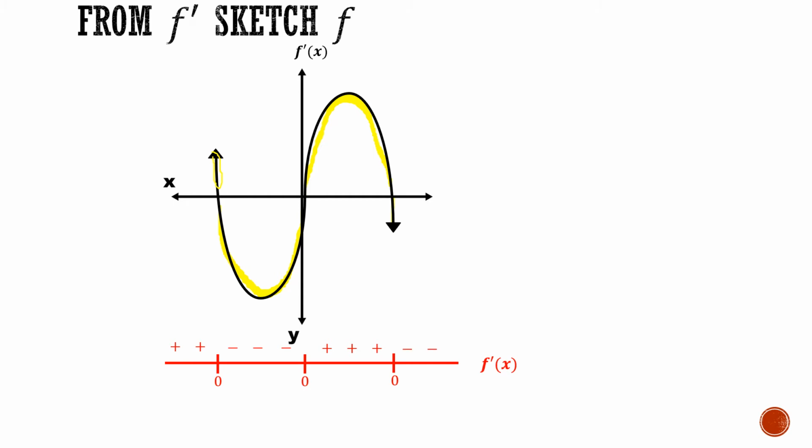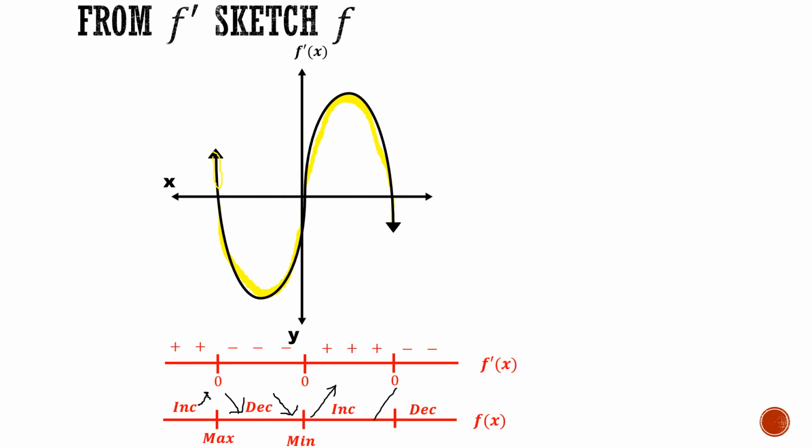That tells me my f graph is going back and forth: increasing, decreasing, increasing, decreasing. If I draw an f line real quick, I have increasing, decreasing, increasing, decreasing, which tells me that at these little zeros, since this one was increasing to decreasing, that had to be a maximum. This one was decreasing to increasing, so that had to be a minimum.